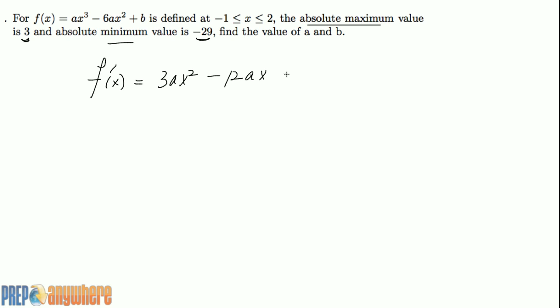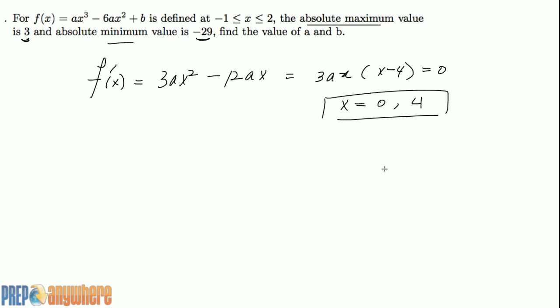Okay, so let's clean this up. Let's factor out 3ax, and you get x minus 4. So luckily, we can read out the critical numbers independent of the a unknown value. So x equals 0 and at 4, these are the two critical numbers. But this one we have to omit because we're only considering values from -1 to 2.